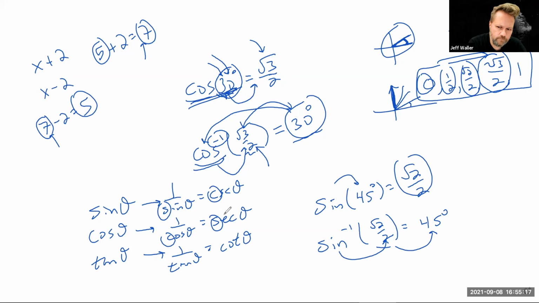So if a question in my class asks what is the reciprocal of sine 45, it would be cosecant of 45. And the inverse of sine of rad 2 over 2 would be 45 degrees. You can't have an inverse of a degree. No, definitely not.